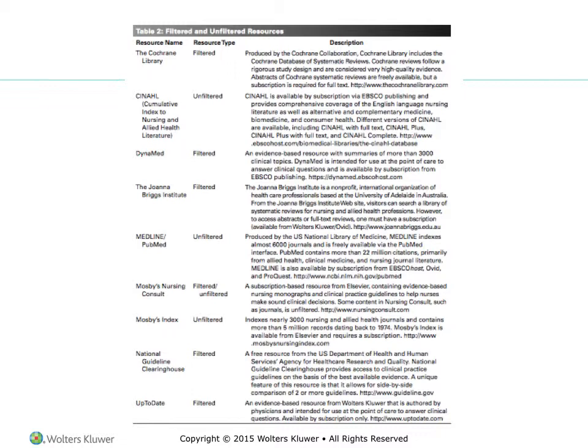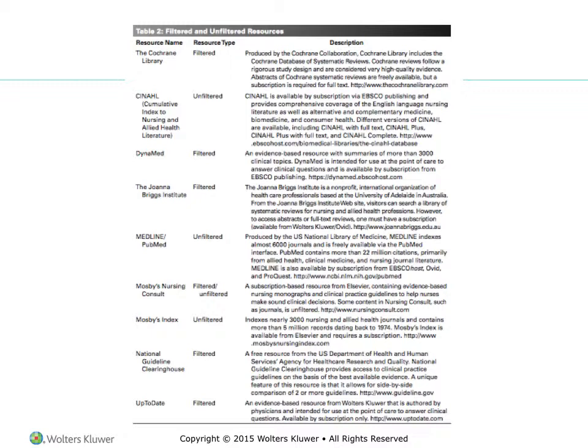a clinical guideline is a filtered resource. The National Clinical Guideline Clearinghouse is a great resource to find clinical practice guidelines on, say, managing asthma in the outpatient setting or inpatient setting, managing different types of cancer. What is the current clinical practice guideline on treatment of neuroblastoma or whatever?